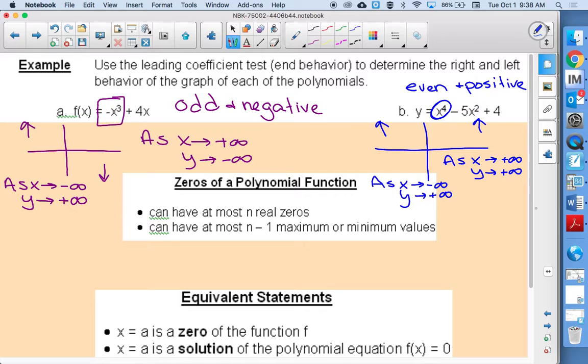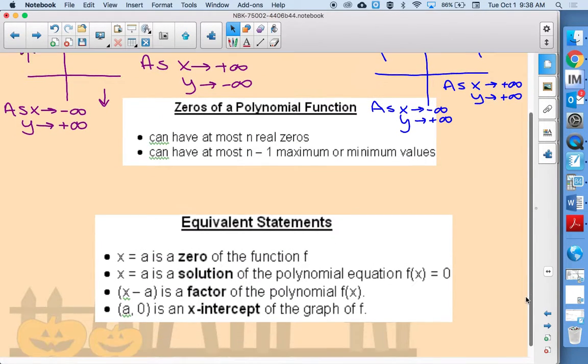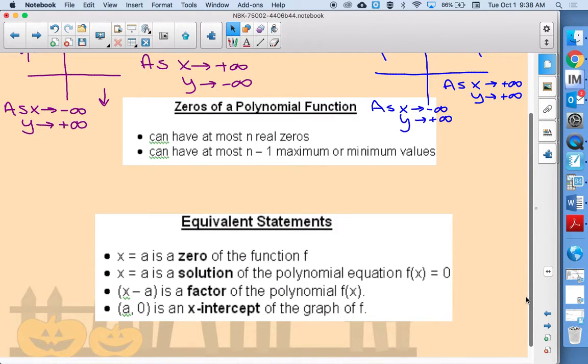Questions so far? So can you look at an equation and decide the end behavior? That's part of graphing without the aid of the calculator. The other part that we're going to start today, because you won't actually be doing any graphing, is to talk about the zeros of a polynomial. The zeros are also known as the x-intercepts. So a zero and an x-intercept are the same exact thing. A zero of a polynomial, it says it can have at most n real zeros. The power of the polynomial tells us how many zeros or x-intercepts the graph has.